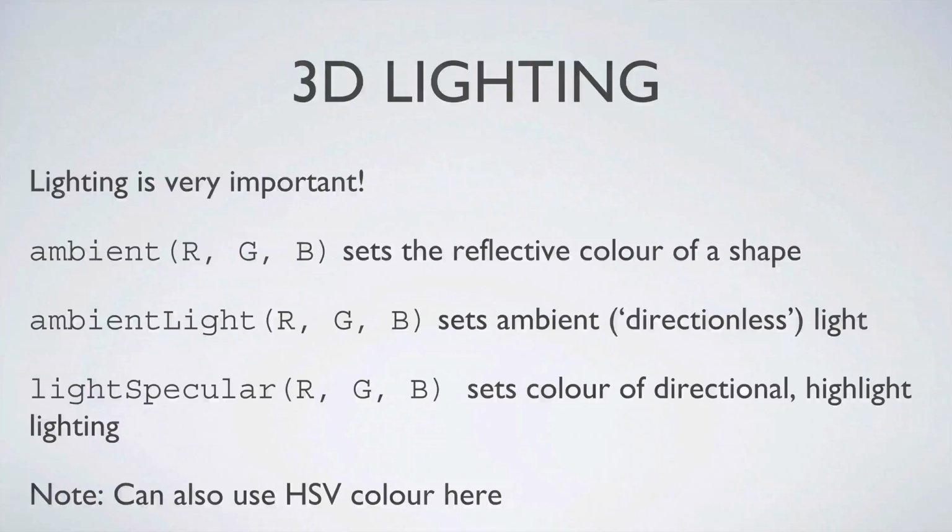So you'll notice there was no lighting for those 3D boxes. They looked like they were drawn in a computer. They didn't give a realistic look for three-dimensional stuff. So lighting is very important. There's lots of different sources of light in a 3D space. There's ambient light, which sets the reflective color of a shape. So basically, when light falls onto an object, certain colors are absorbed and certain colors are reflected.